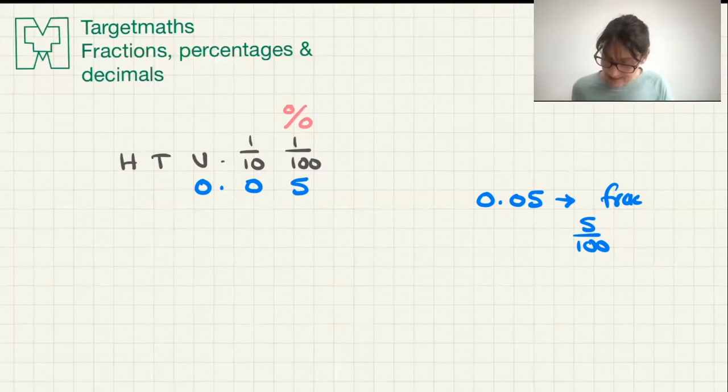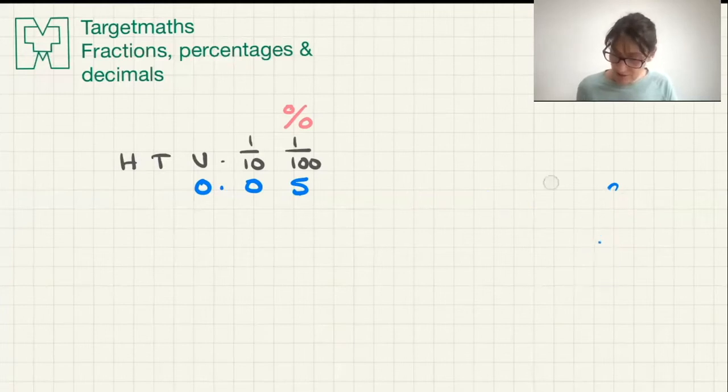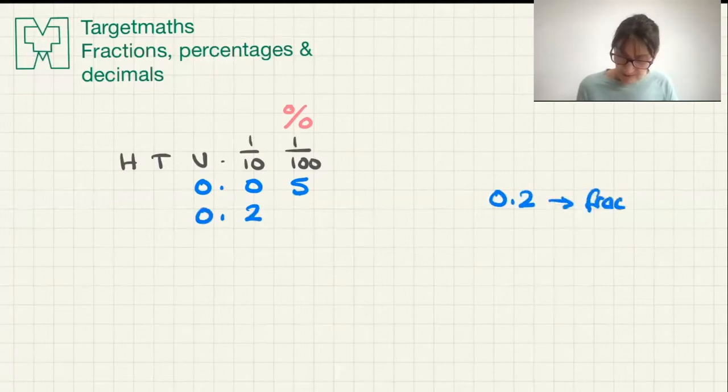0.05 as a percentage then. Obviously, I've got 5 under the percent symbol, so it's 5%. All right, let's do another one. Let's do 0.2. So you just literally chuck that in. All right, if I'm changing that to the fraction, the 2 is directly under the 10.